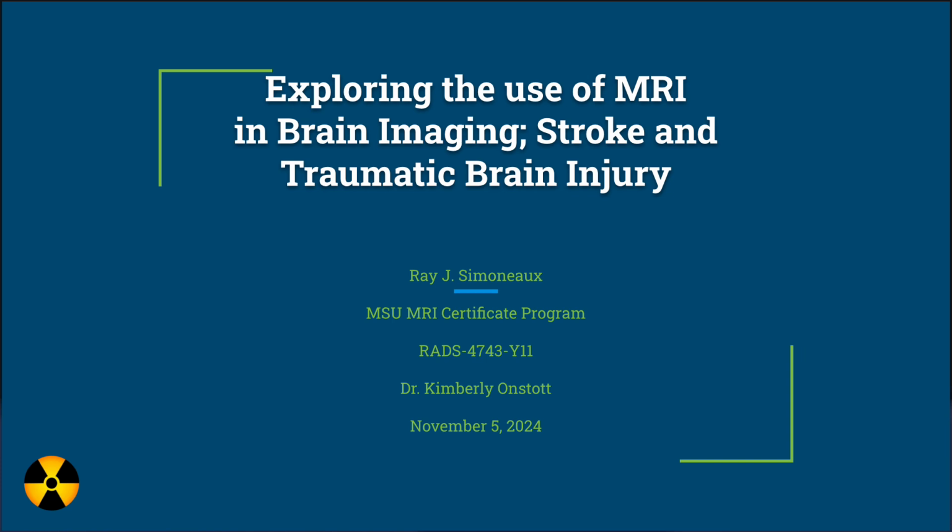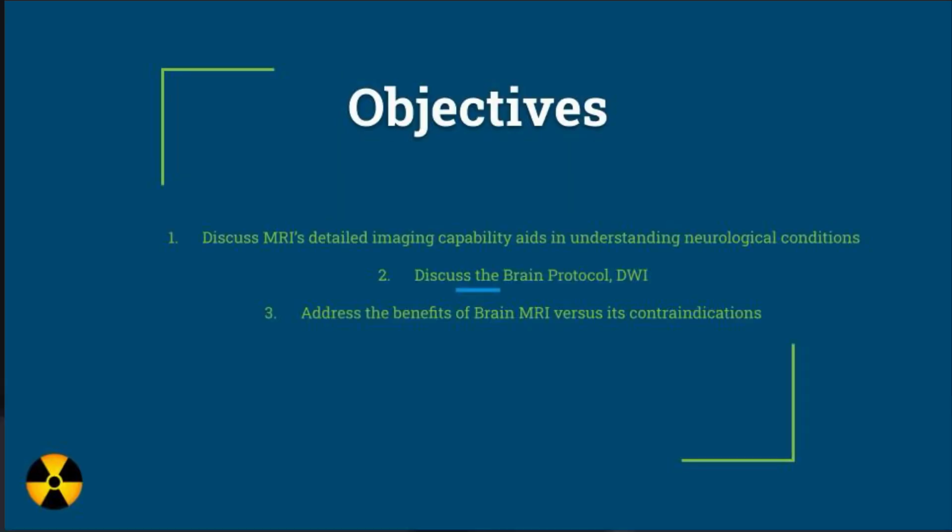This slideshow will explore the use of MRI in brain imaging, specifically stroke and traumatic brain injuries. We will further explore why MRI is preferred over CT and other medical imaging modalities. Objectives: we will discuss MRI's detailed soft tissue imaging capabilities and how it aids in the understanding of stroke, traumatic brain injuries, and other neurological conditions. We will also address the benefits of brain MRIs versus its contraindications.